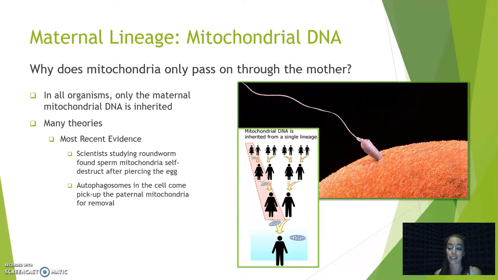They actually recently found out by studying roundworms that the sperm and mitochondria self-destruct as soon as it pierces the egg. And this prevents it from being associated with the new baby. And then when it self-destructs, a vacuum comes through and cleans it up. So the evidence is gone. But this is how they believe that only maternal mitochondrial DNA is passed on through organisms.